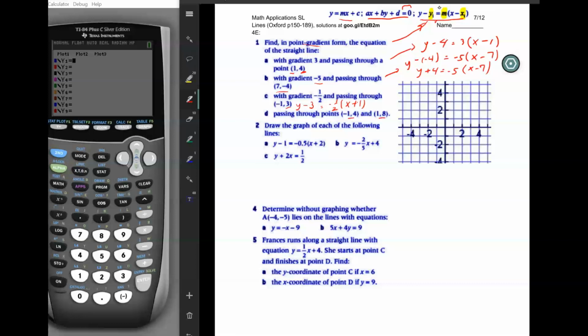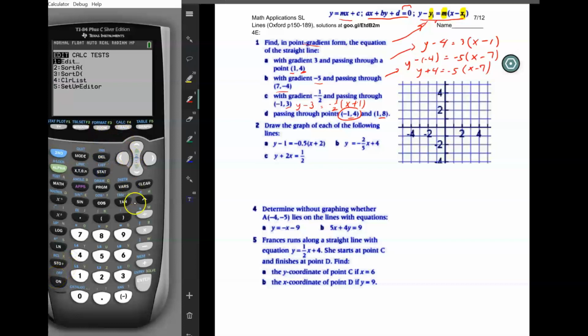Okay? Last one, passing through the 2 points (-1, 4) and (1, 8). Okay. So for this one, it's kind of weird for them to say put this in point gradient form because they gave us 2 different points, right? But let's do this. Let's pick one of the points. We'll pick (-1, 4), and we'll use that point, okay? And then we will find the slope between the two. How do we find the slope between 2 points? That's right. We use stat, calc, and reg.